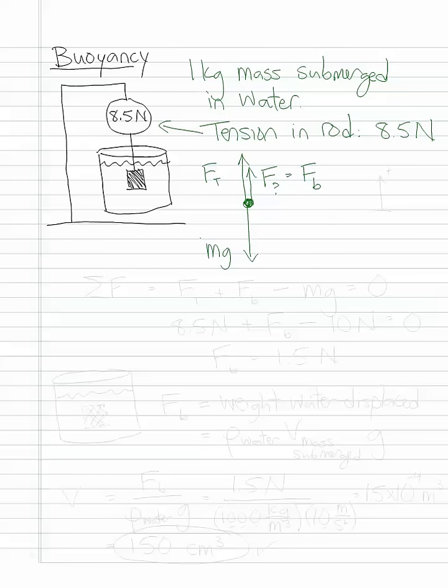Okay, and so we choose axes. I'm going to choose upward being positive, and we write that the sum of the forces is equal to the force of tension plus the buoyant force minus mg. Because it's in equilibrium and not accelerating, this is just 0. So the force of tension, 8.5 newtons, plus the buoyant force minus the force of gravity, which is 10 newtons, is equal to 0. So the buoyant force must be 1.5 newtons.